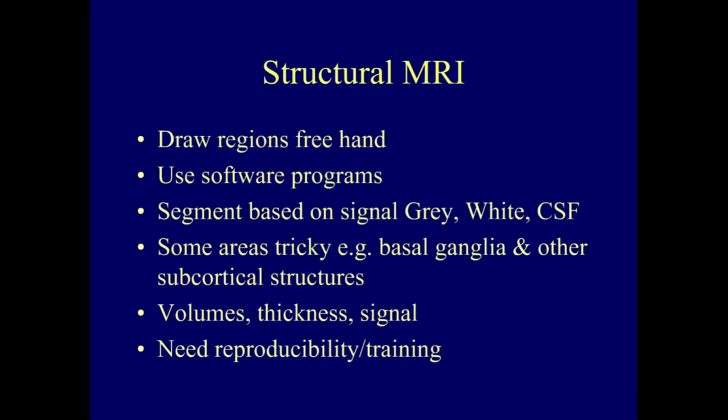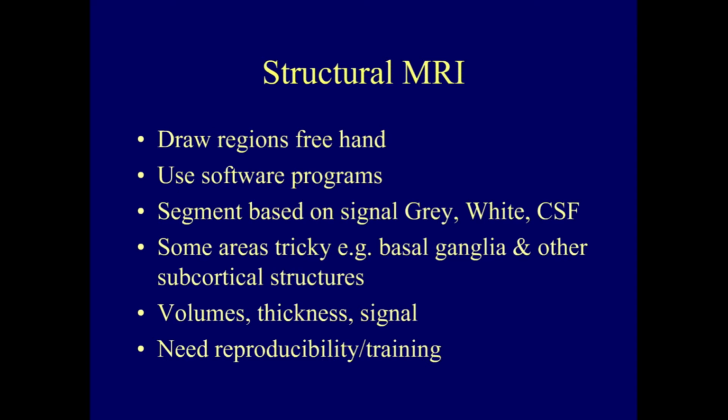For structural MRI, one can draw regions by freehand. This then requires reproducibility and agreement metrics, as well as training. There are also software programs that have their strengths and limitations. Segmentation is usually based on signal in gray matter, white matter, and CSF.